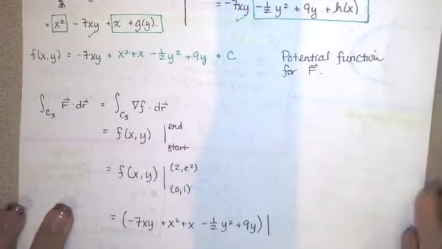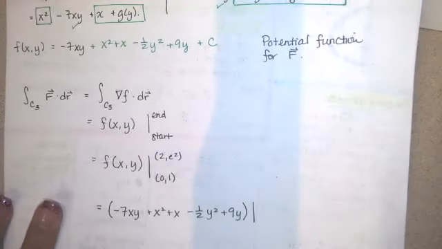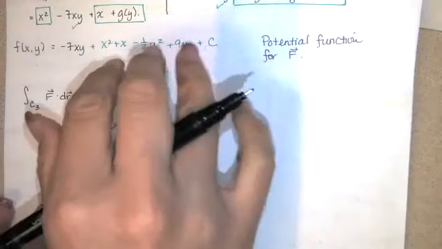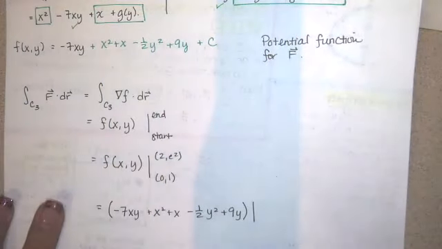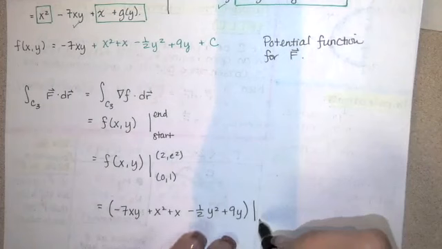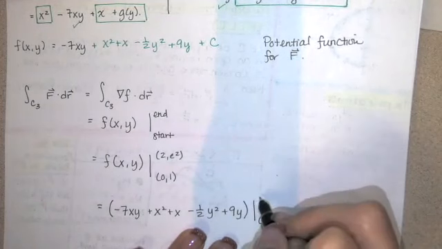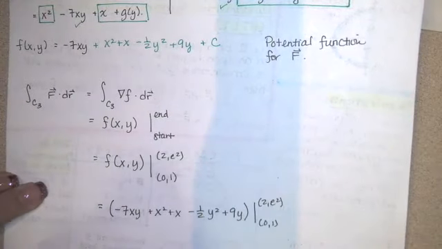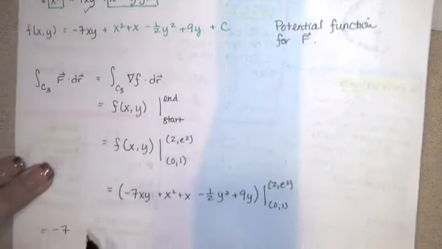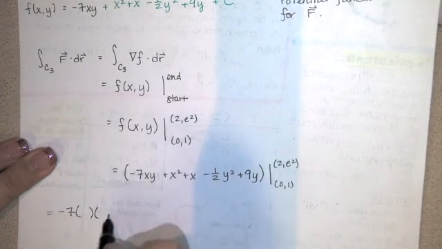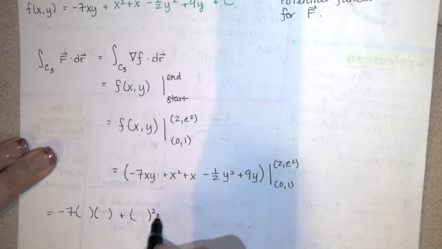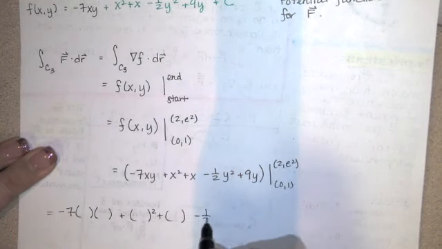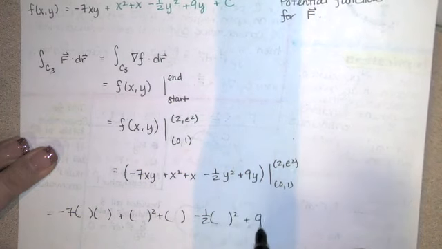But just like when you're using the fundamental theorem of calculus, you don't need the plus c, because when you have the c for the first one and the c for the second one, you're going to subtract them. They're going to be gone anyway. So we'll evaluate at 2 and e squared and 0 and 1 and subtract. So I've got negative 7 times my x value times my y value plus x squared plus x minus 1/2 y squared plus 9y.